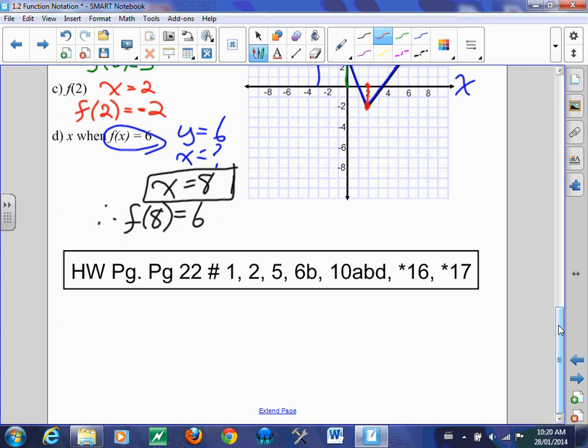All right, here's your homework, guys. I don't know why I've got 2 pages in there, but homework page 22, numbers 1, 2, 5, 6b, 10a, bd, 16 and 17. Notice, ladies and gentlemen, when I star them, those are usually your more challenging questions. Those are usually like your inquiry type questions or high-end thinking application questions. Please always give them a try.